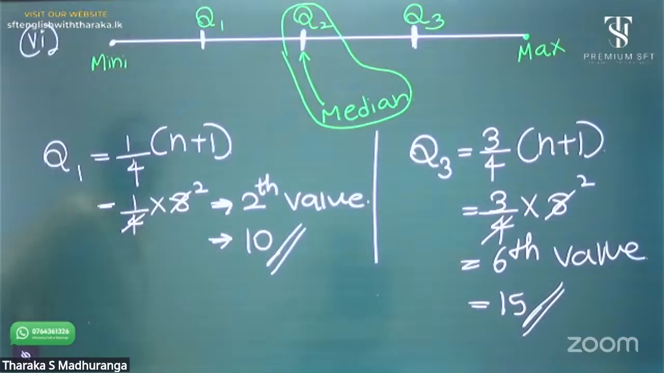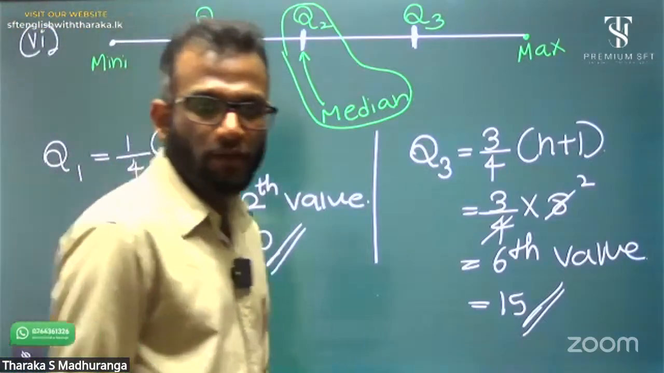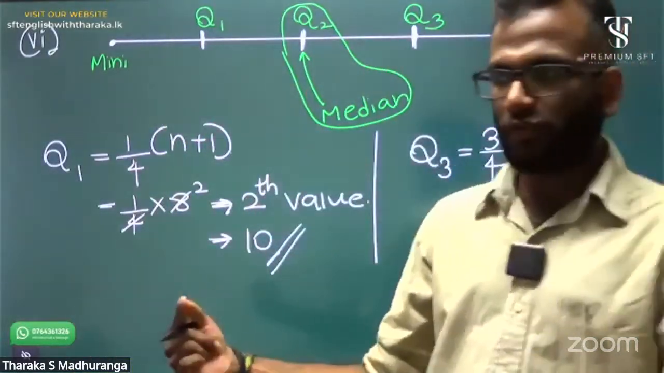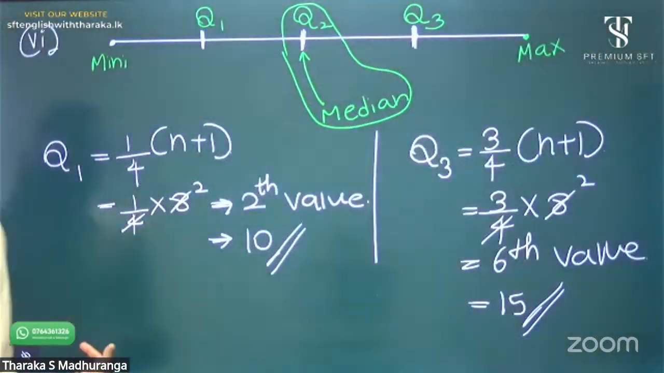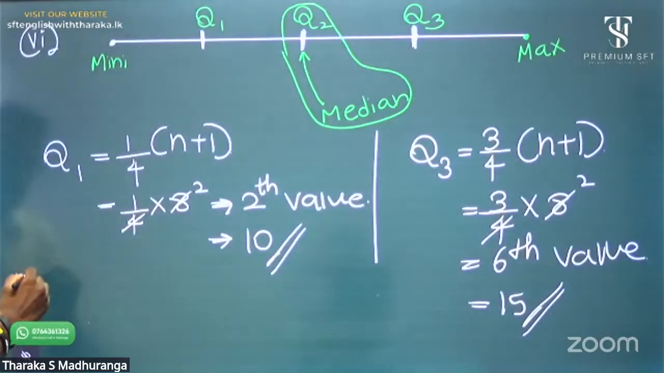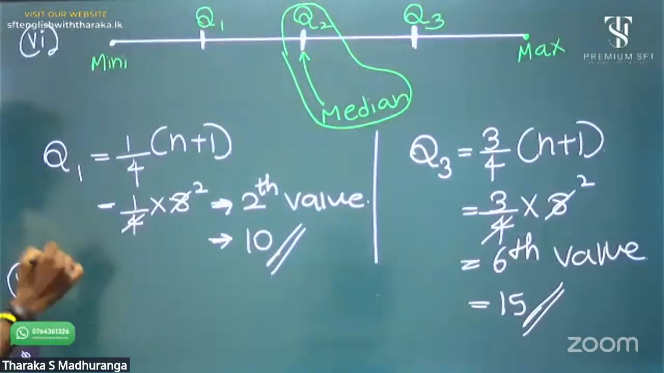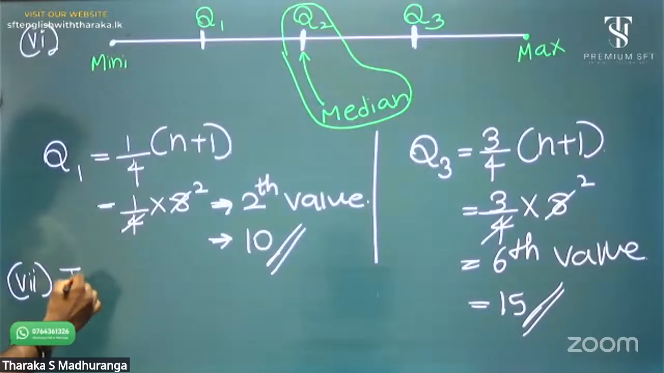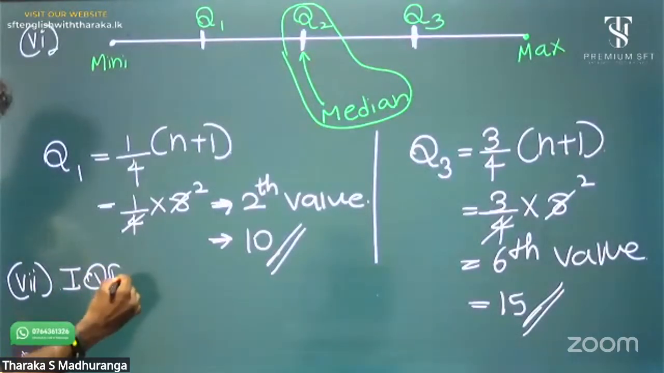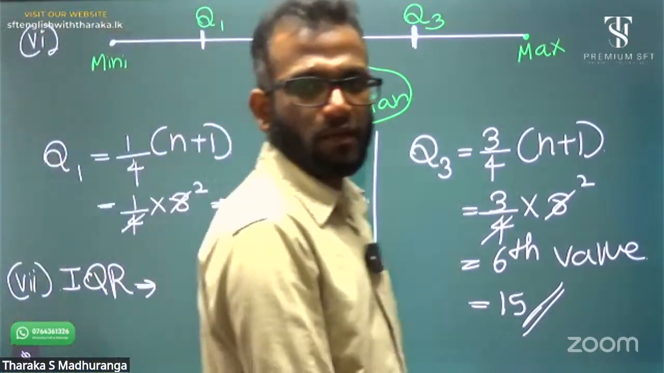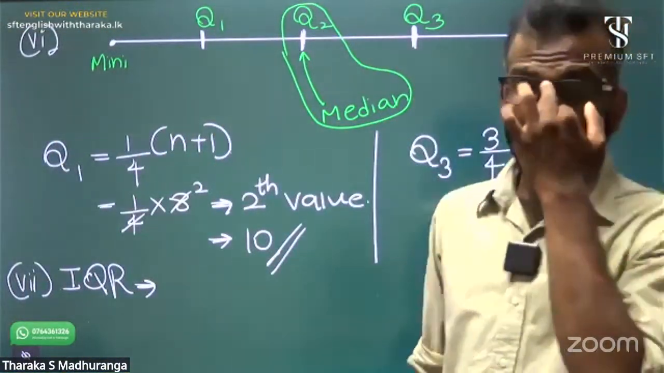Alright. Final one. Seventh question. What's the seventh question? IQR, interquartile range. What's the meaning of IQR? Okay, write down the definition.